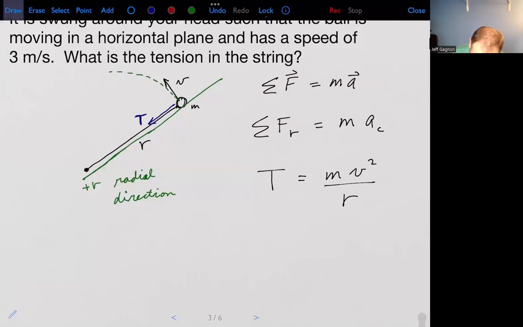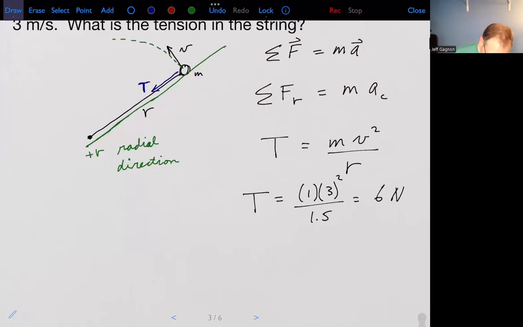So tension is going to be the mass, which we know is 1 kilogram, times the velocity, 3 meters per second, squared, divided by the radius, which is 1.5 meters. And if you work that out, you're going to find that this is 6 newtons. So in general, the force that is acting in that radial direction is called the centripetal force. So in this case, this tension that we just found is really the centripetal force.